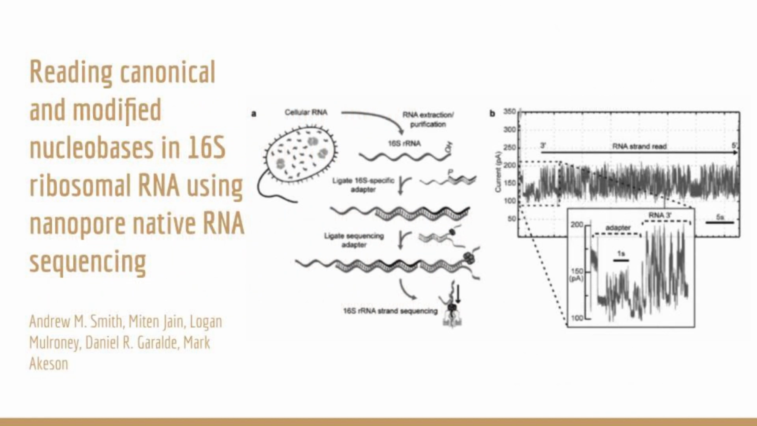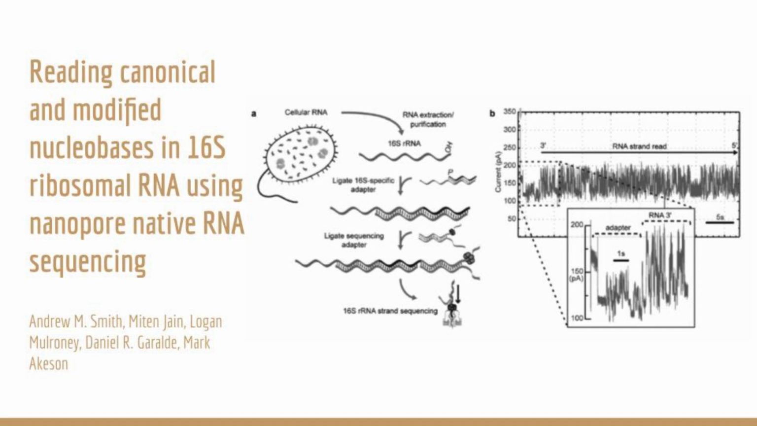This next study describes direct nanopore sequencing of full-length ribosomal RNA from E. coli without reverse transcription at all. They were able to identify 7-methylguanosine and pseudouridine modifications in ribosomal RNA, shown in panel A. And in panel B, they depict the ionic current versus the time trace during translocation of an individual 16S ribosomal RNA strand from this E. coli library through a nanopore.